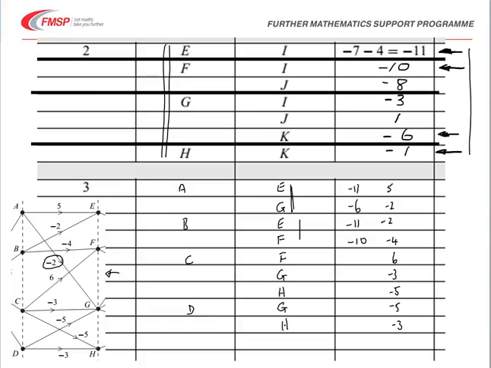F, G and H, so that is -10, -6 and -1. And finally G and H, -6 and -1. So again, now we just need to work out these totals by adding these up.